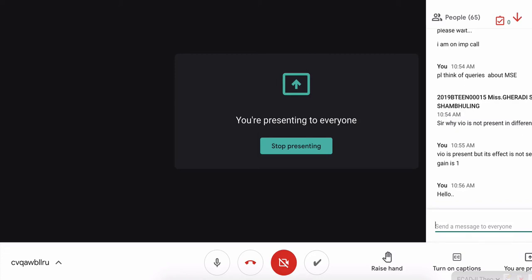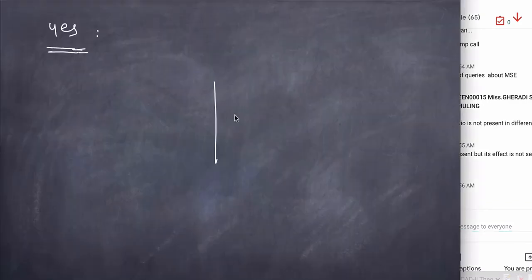But did you get the answer? Why is VIO not present in the differentiator? In the differentiator, VIO is present, but its effect does not come. For example, this is the differentiator.